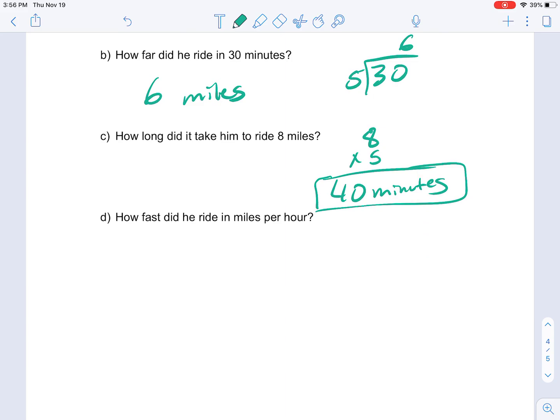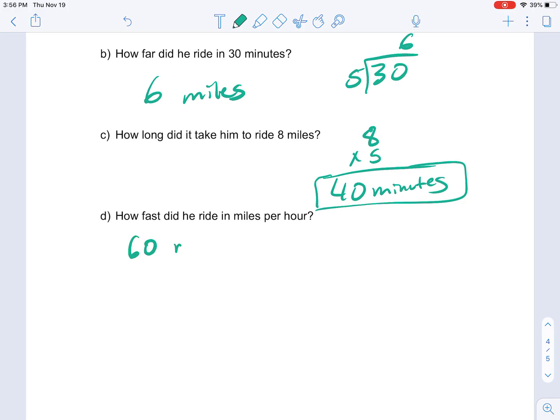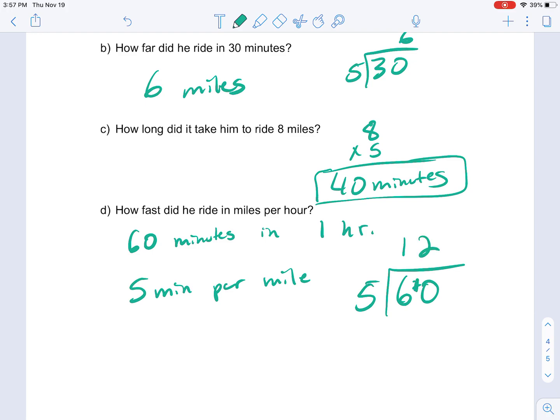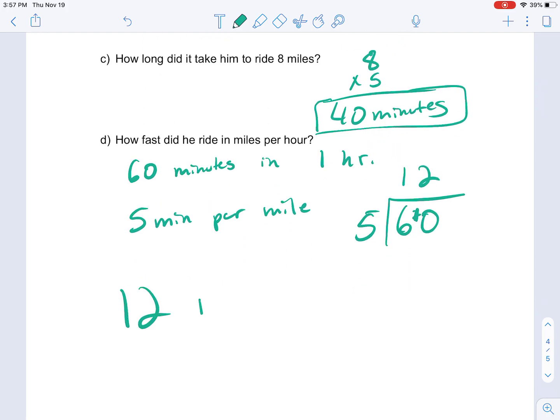Okay. Letter D, how fast did he ride in miles per hour? Well, there are 60 minutes in 1 hour. Okay, he is riding 5 minutes per mile. So we have to do 60 divided by 5, which gives me 12. So he is riding 12 miles per hour.